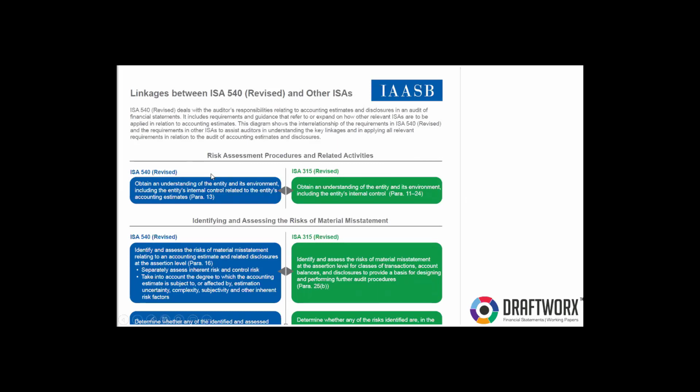Because remember, ISA 540 revised is the auditing of accounting estimates, but obviously there are certain steps that link to other standards. For example, the risk assessment procedures and identifying and assessing the risk of material misstatement is dealt with in ISA 315, the risk responses in ISA 330, the reporting in the 700s, and then there are links to ISA 580, management representations, and so forth. So this is a handy document just to show you how it links up.